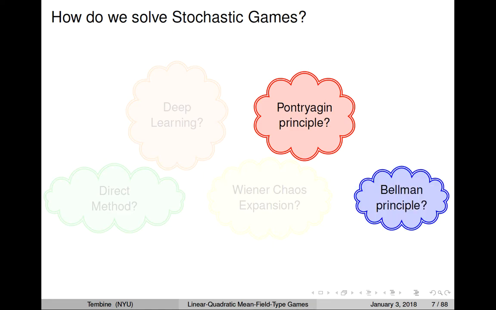One class of popular methods that people have been developing, and that goes back to Pontryagin in the 60s, is the Pontryagin method, okay? This is widely used to find open loop Nash equilibrium and so on. And then the dynamic programming approach from Bellman, in the games we call Bellman-Shapley because the extension was done by Shapley, in particular in Shapley's paper on stochastic games.